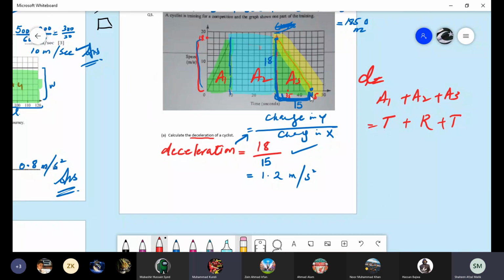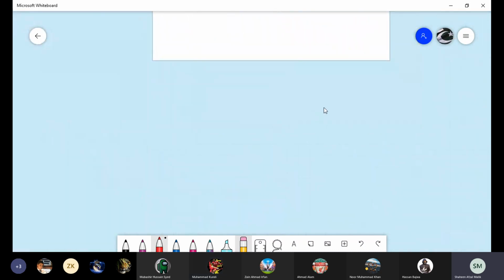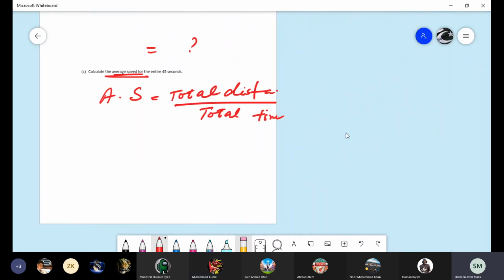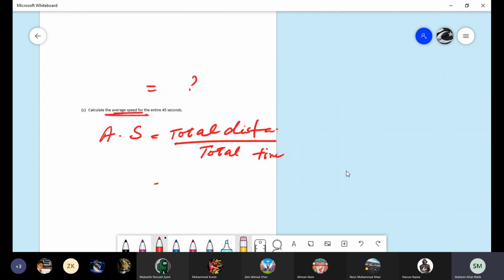Yes, 50, boys. 45. We are talking about the graph covered. It is 45. So when you write the answer for all the areas, the total distance covered under the graph, the answer is coming 585, and when we divide it by 45, the total time, we get the answer that will be 13 meter per second.